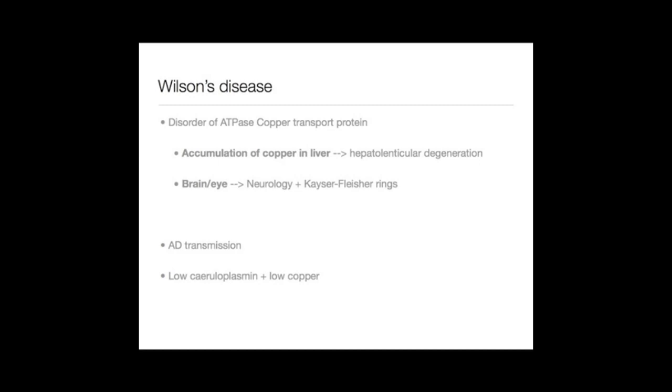It's autosomal recessive transmission, and in diagnosing these patients, you need to measure the levels of copper and ceruloplasmin, which is a copper-binding protein, and usually, but not always, both of these will be low.